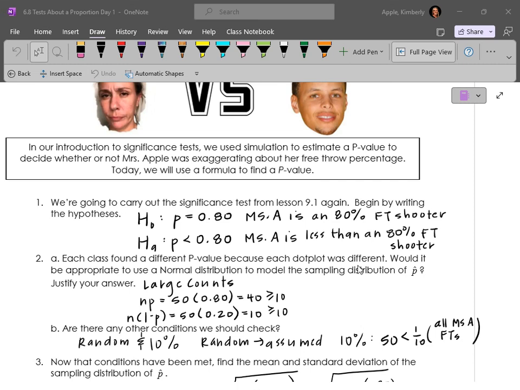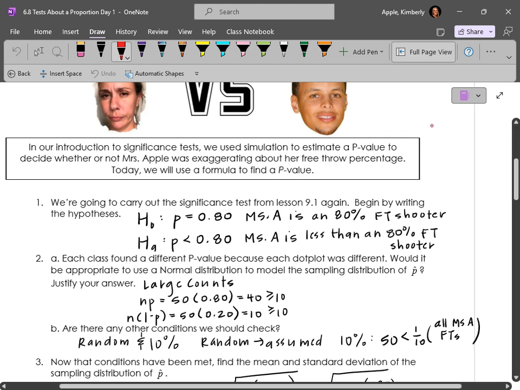All right, so carrying out the significance test from yesterday's lesson again. Yesterday we used a simulation to construct a kind of baseline probability distribution that rested on the fact that we had an 80% shooter, and what are the outcomes that are possible for a person shooting 50 baskets if they're an 80% shooter. And so we constructed that yesterday.